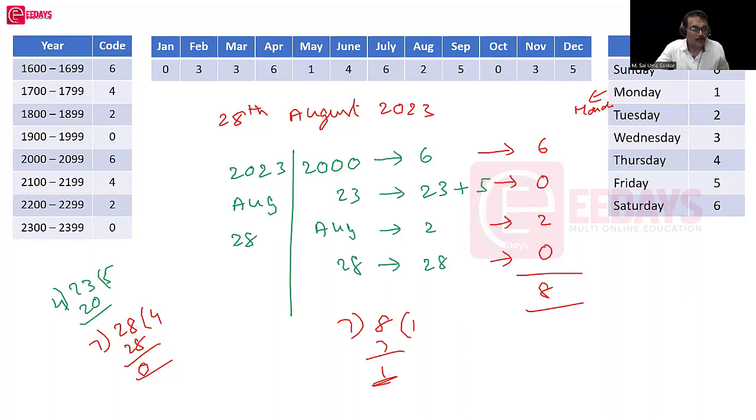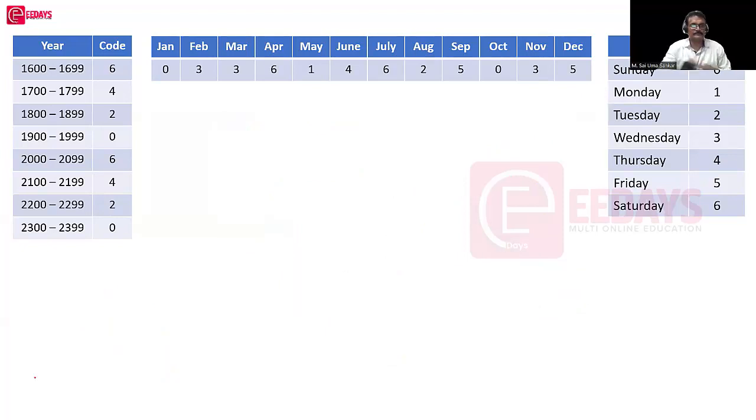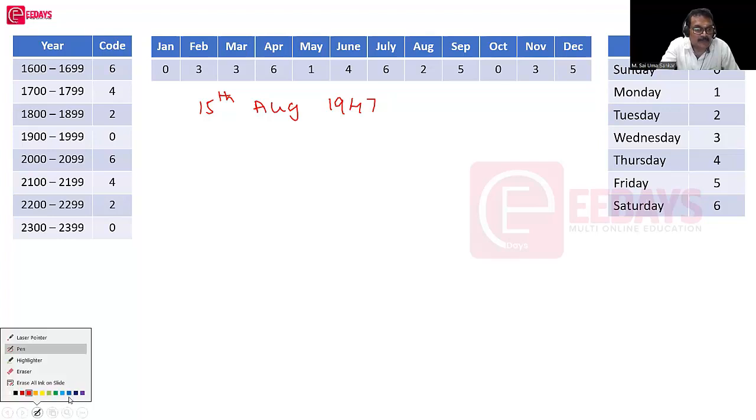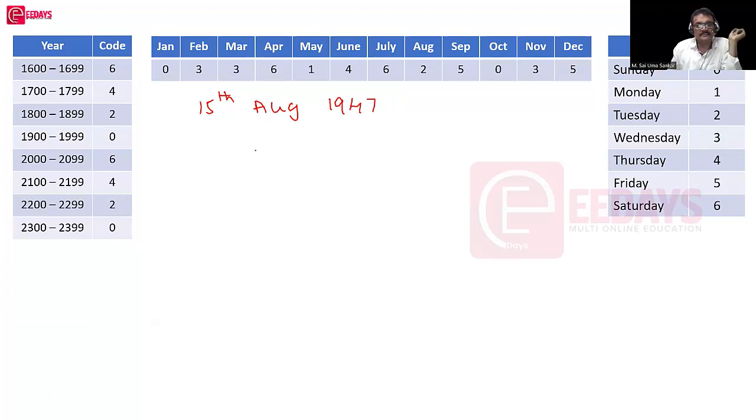Okay. Now, I'm going to explain one more example: on which day falls 15th August 1947. Independence Day, right? Now, what is the first step? First, you need to identify the century. What is the century? That is equal to 1900. What next? That is equal to 47. Year. First century, next year, next month, and next date. 1900. So what about the 1900 to 1999? That is equal to 0, right?